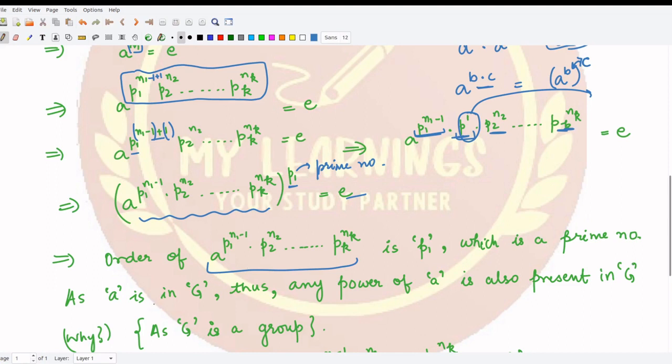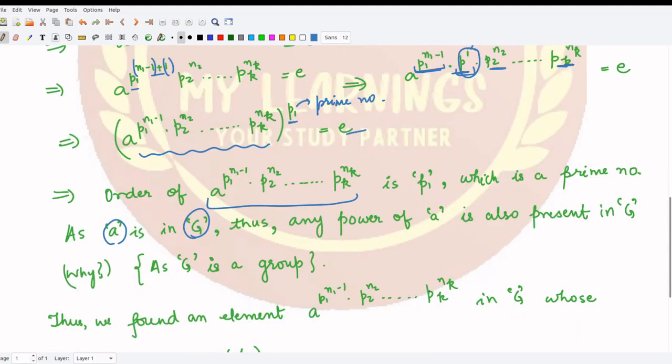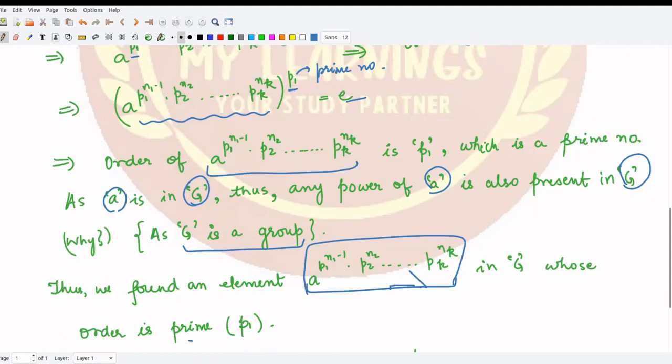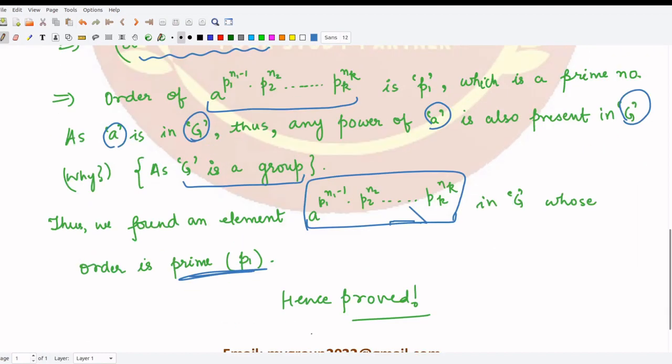Thus we found an element in the group G such that when we raise it to the power P1 raised to n1 minus 1, P2 raised to n2 up to Pk raised to nk, we get the identity. So this element has prime order, and moreover this element is present in G. Why? Because A was assumed to be present in G, and when we raise it to some power, it is also present in G by the closure property of a group. Therefore this member of G has prime order, and this is what we wanted to prove for this particular question.